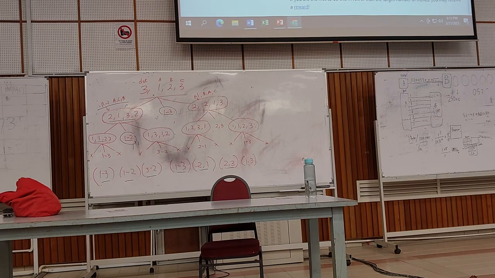So now same move. You follow this. What are the discs we have to move? You move the first one to the third one. Then you move the first one to the second one. Then the third one moves to the second one. First to third. Alright, finished?